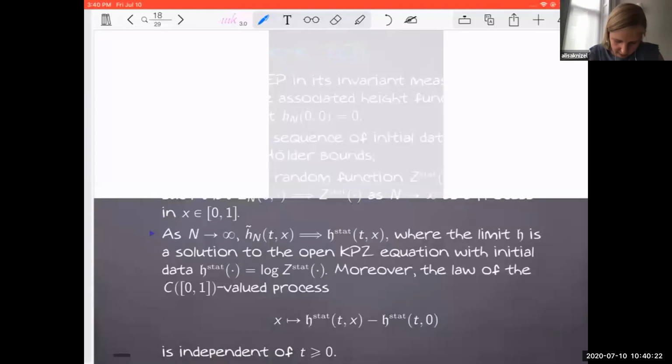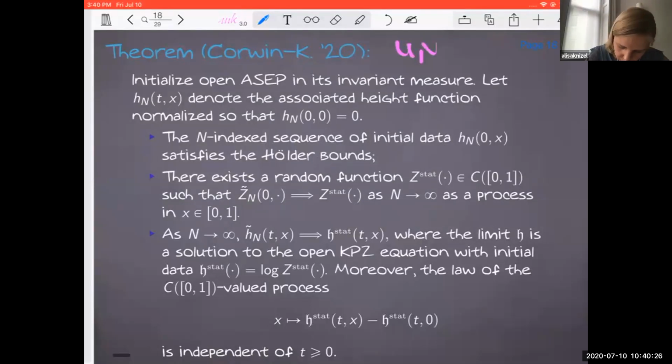So now what is the result that we get? Again, in the case when U and V are positive, we start the ASEP at stationarity and we work with the corresponding height function. We prove the following statement. Here, this part one is where our work is still in progress. We need to work out some technical details which are currently missing. We show that if we start at stationarity, then this sequence of height functions at time zero indeed satisfies these Hölder bounds, so that we can apply the theorem due to Corwin and Shen.